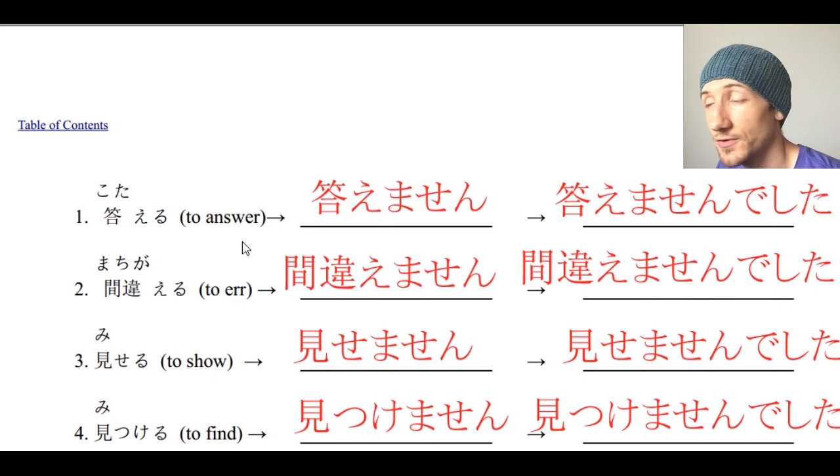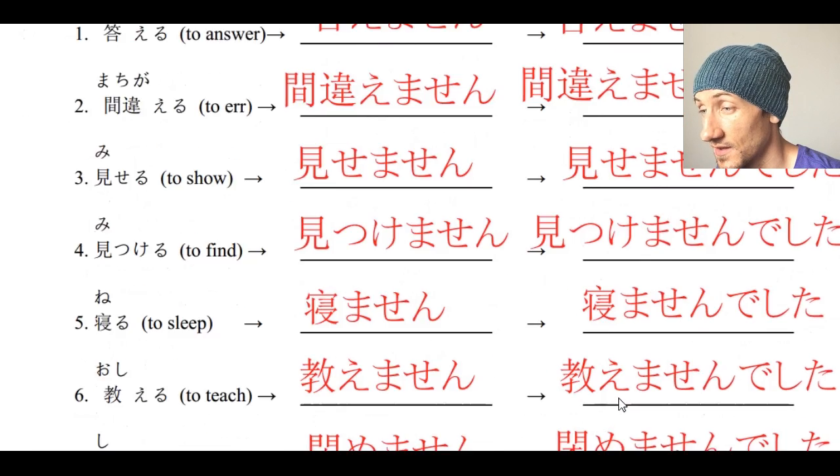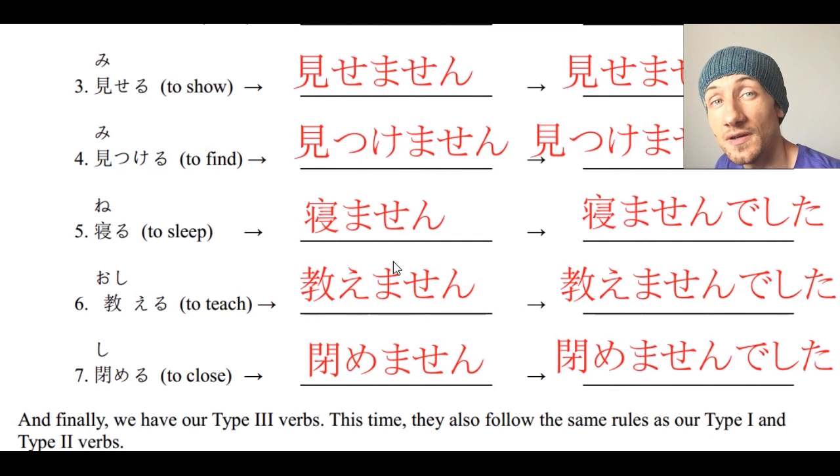So number one, we have kotaeru becomes kotaemasen, kotaemasen deshita. Machigaeru, machigaemasen, machigaemasen deshita. Miseru, misemasen, misemasen deshita. Mitsukeru, mitsukemasen, mitsukemasen deshita. Neru, nemasen, nemasen deshita. Oshieru, oshiemasen, oshiemasen deshita. And the last one, shimeru, shimemasen, shimemasen deshita.